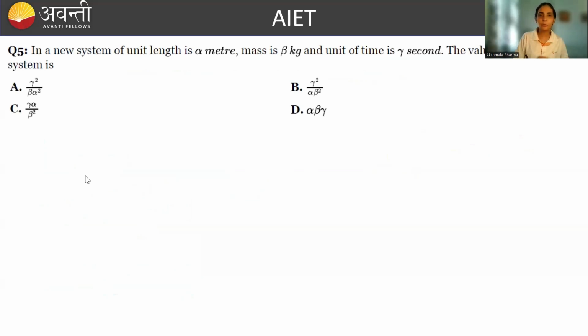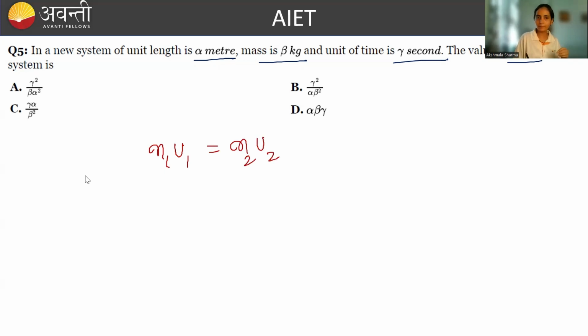In a new system of units, length is alpha meter, mass is beta kg, and the unit of time is gamma second. The value of 1 joule in this new system. So basically what we have to do is convert one unit of system into another. And anywhere you have to convert one system of units into another, you need to write one simple equation, and what is that? N1 U1 equals N2 U2.